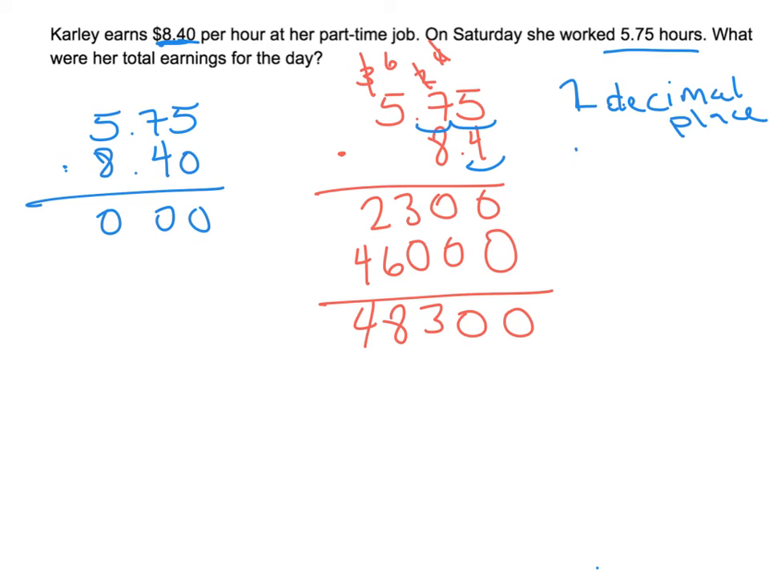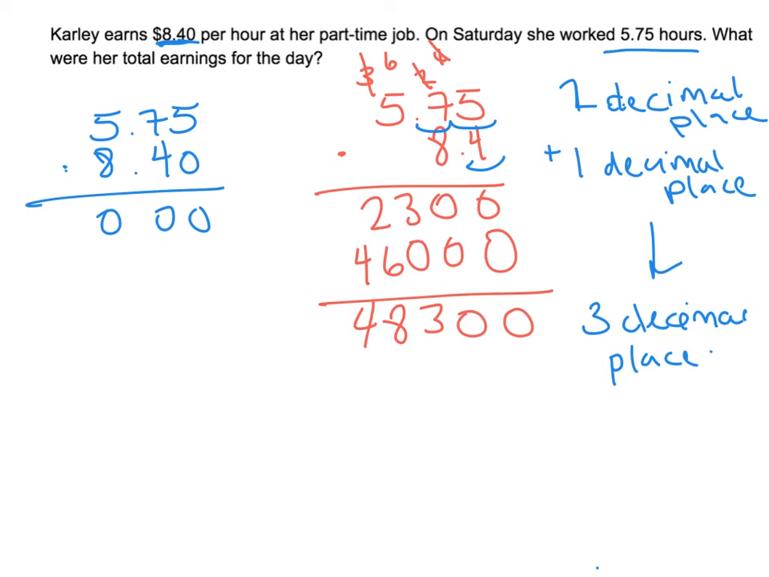Now here we had 1 decimal place. Which is going to give us a grand total of 3 decimal places at the bottom, because we're adding them together. So if I start from the right and I go 1, 2, 3 spots over, then Carly will have earned $48.30 in her 5.75 hour shift.